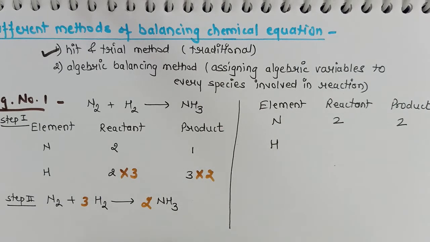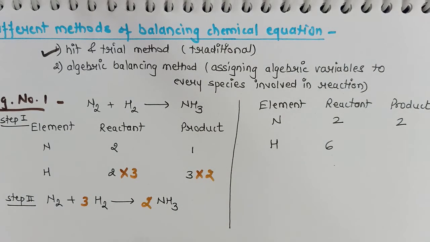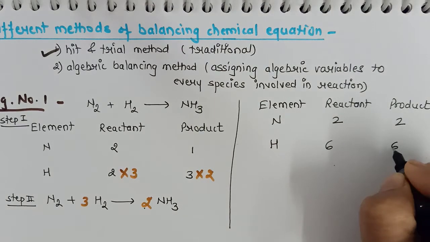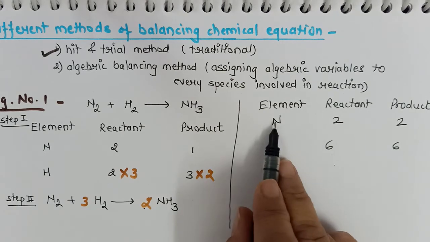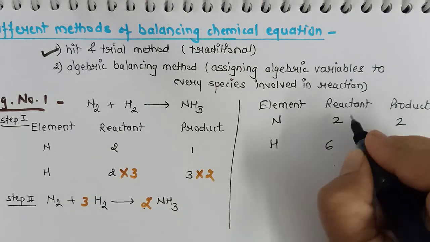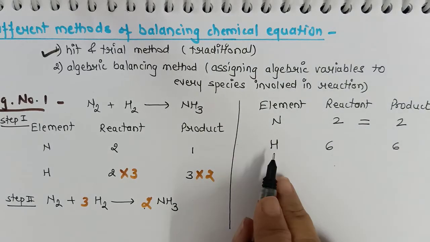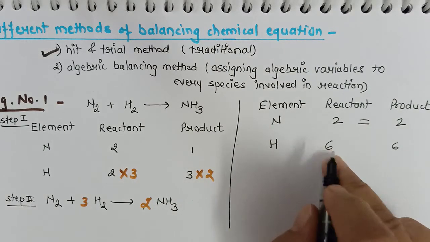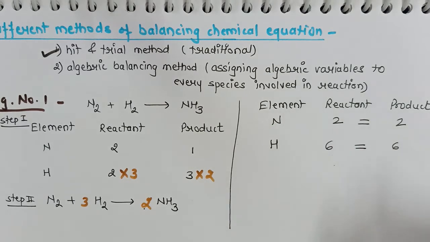Let us talk about hydrogen. Hydrogen atoms, how are we going to calculate on the reactant side? 3 into 2, that is 6. And on the product side again 3 into 2, 6. Since the number of atoms of nitrogen is equal on reactant and product sides, as well as hydrogen, their number of atoms on the reactant side as well as the product side are both equal.